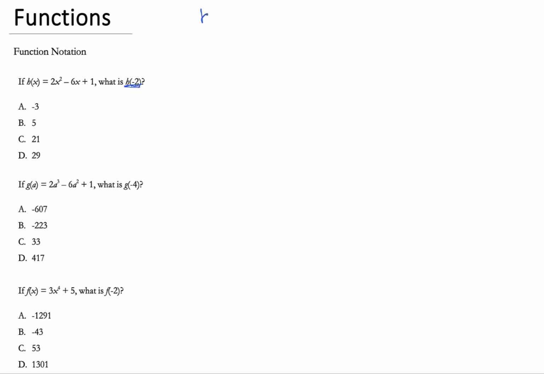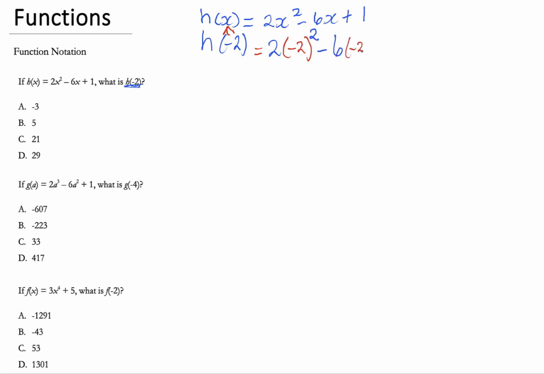I always tell my students the first thing I want you to do is to write your function on your scrap paper, which is h of x, 2x squared minus 6x plus 1. Because I want to find h of negative 2, it means wherever I see x in my function, I need to replace it by negative 2. So I have 2 here, and in my parentheses would be negative 2, raised to the second power, minus 6, my x is negative 2, and then lastly, plus 1.